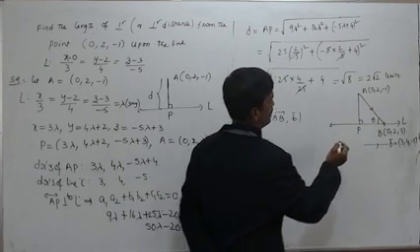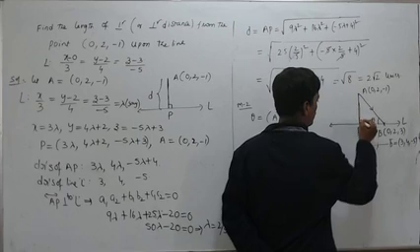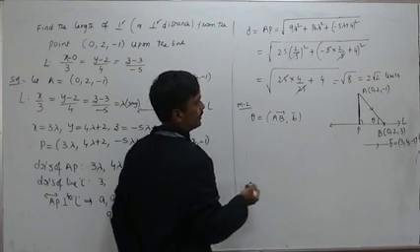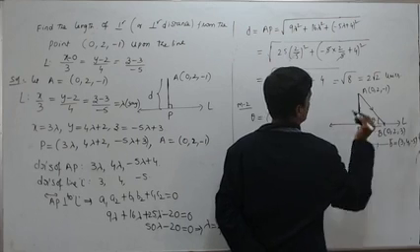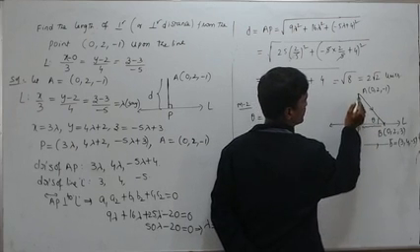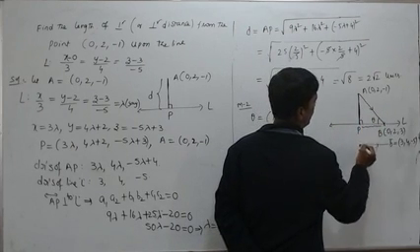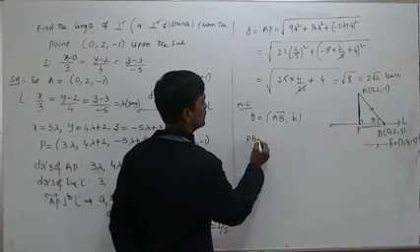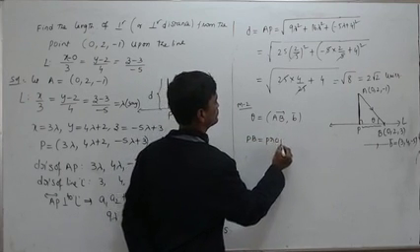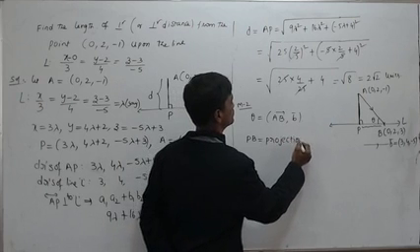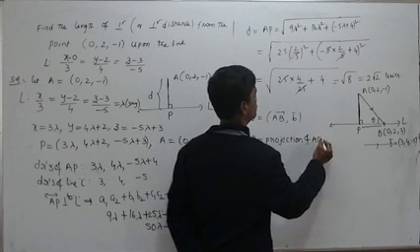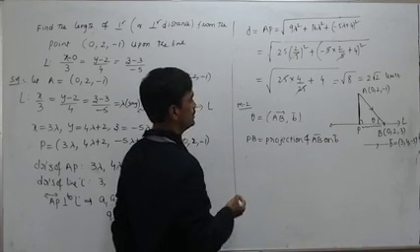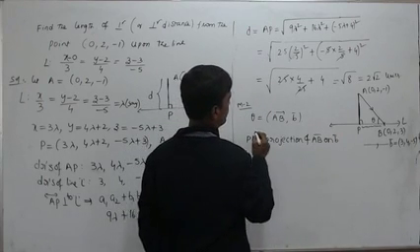But here what is required is AP. So first I'm finding PB. What is PB here? It is the projection of AB on the line, on the vector B bar. So this PB becomes the projection of AB bar on B bar.